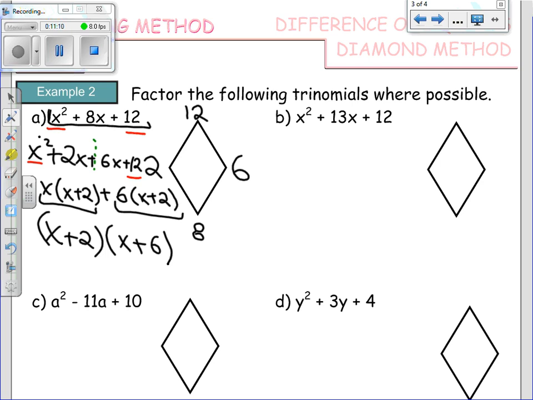What do you put on the top of your diamond for question B? 12. A is equal to 1. We multiply it by C, which is 12. What do we put on the bottom of the diamond? Things that multiply to be 12 and add to be 13. 12 and 1.